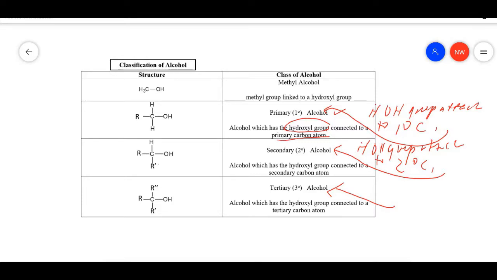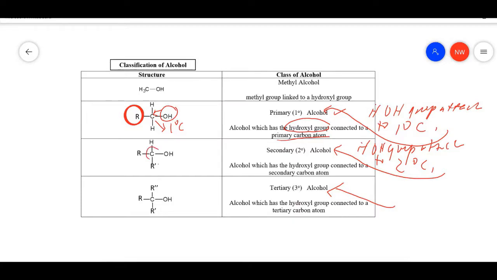Okay, as you can see here, kalau you tengok dekat sini, so this one adalah primary carbon because only one alkyl group attached kepada carbon kita. Okay, so that one is primary carbon. So OH group attached pula kepada this primary carbon, so we get primary alcohol.